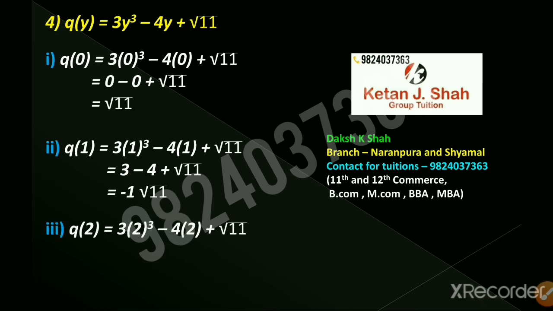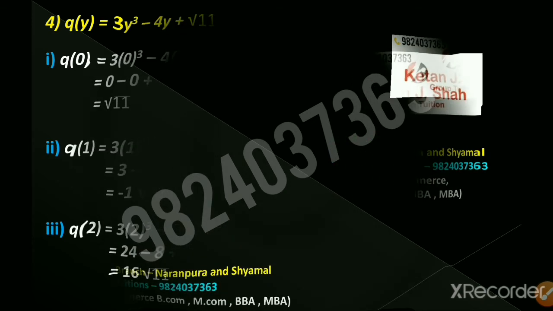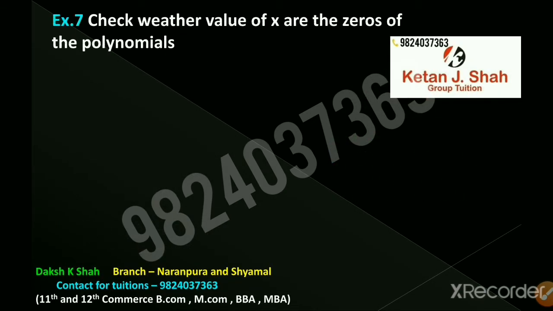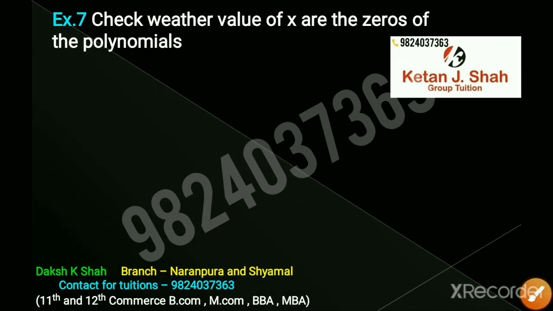Now Q of 2 equals 3 into 2 cube minus 4 into 2 plus root 11. So it will be 24 minus 8 plus root 11. It means 16 plus root 11. Now we will check if the x's which are given beside the questions are zeros of those polynomials or not.